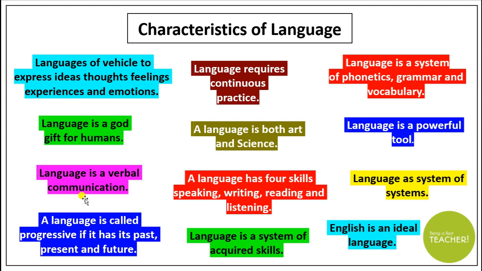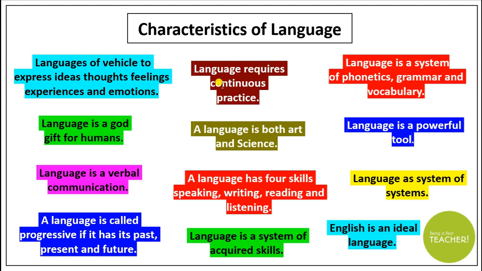Language is a verbal communication. As we speak it, we hear it, we know that it is a verbal communication, as well as written and non-verbal communication is also there, but language is basically a verbal communication. A language is called progressive if it has its past, present, and future, right? So, a progressive language definitely has these three.